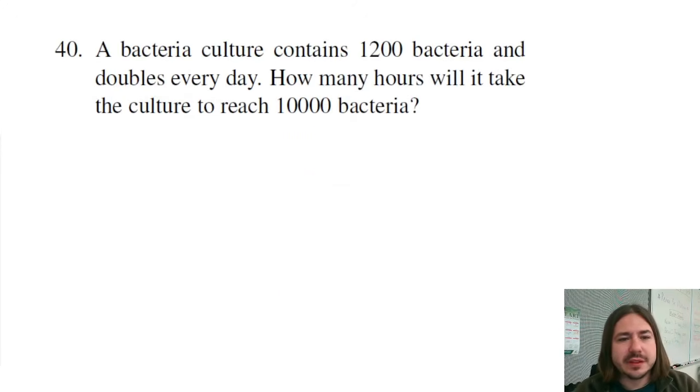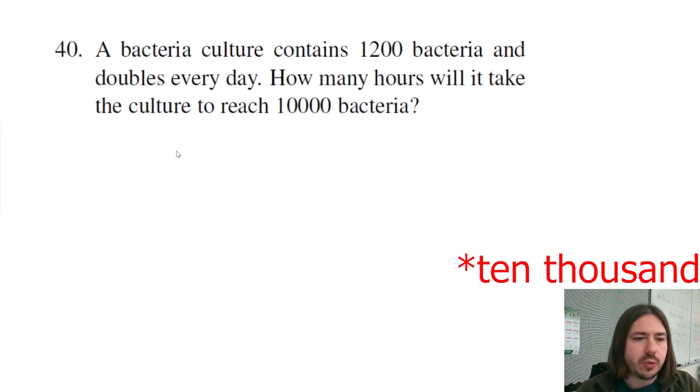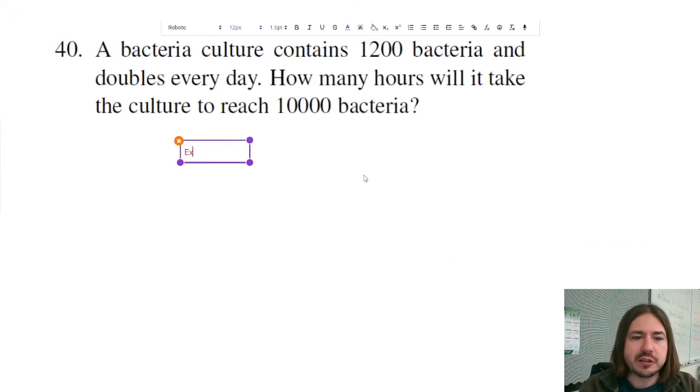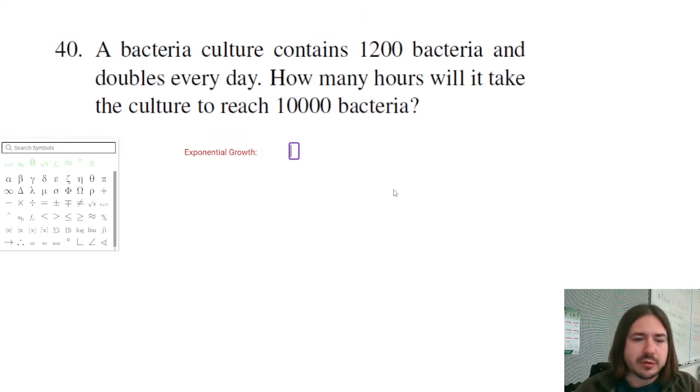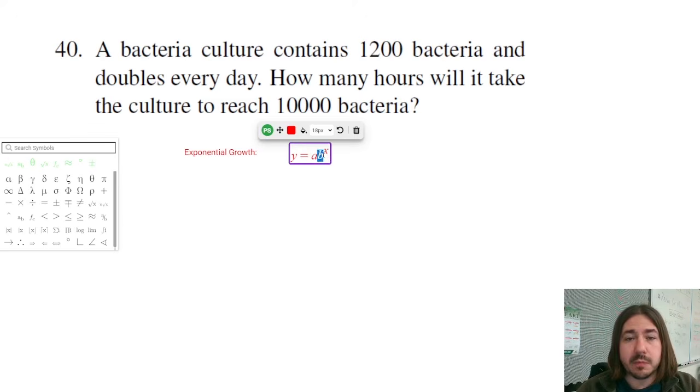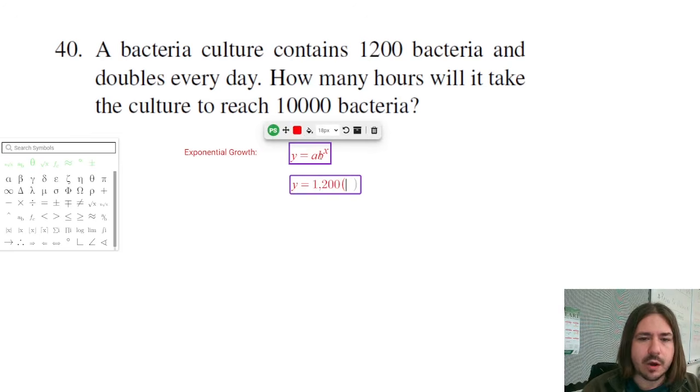Number 40 says a bacteria culture contains 1,200 bacteria and doubles every day. How many hours will it take the culture to reach 10,000 bacteria? So what we want to do is write an equation for exponential growth. Now, just in general, our exponential function is going to be y equals a times b to the x, where a is the initial population, b is our constant multiplier, and then x is going to be, in this case, time. So our initial value is going to be 1200. Our multiplier is 2 because it's doubling every day.